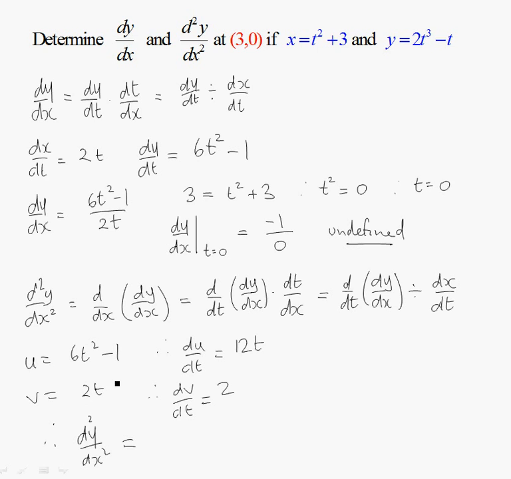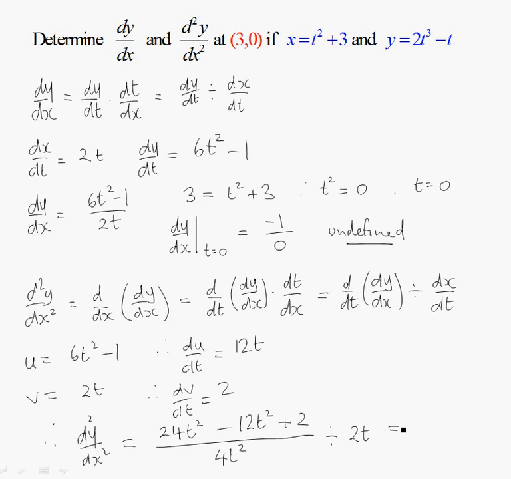So that's v du by dt, so it'll be 2t times 12t, which is 24t squared, minus dv by dt times u, so that would be 2 times 6t squared, which is 12t squared, and 2 times minus 1, but remember we're subtracting all of this, so the net effect of that will be a plus 2, all divided by v squared, which will be 4t squared. We have to remember to divide by dx by dt, so we're dividing by 2t again.